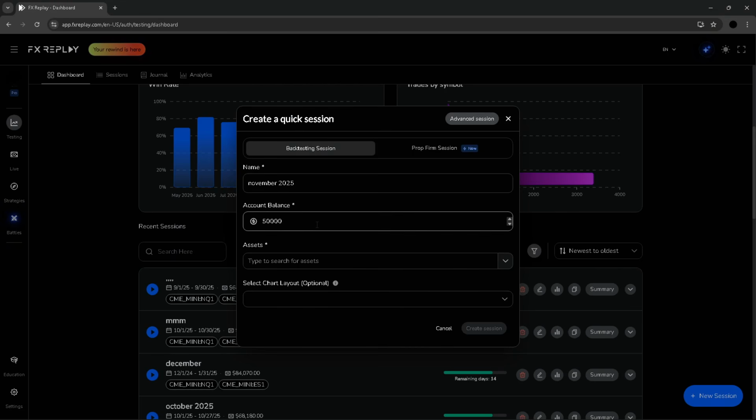Yo guys, we're going to get into the backtesting session. We're going to backtest November 2025. So let's get into it.